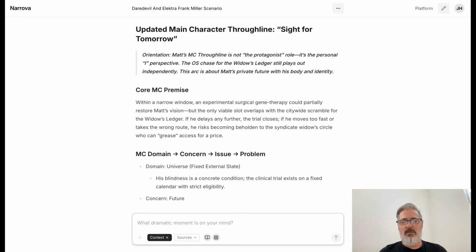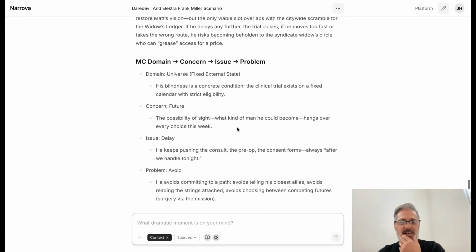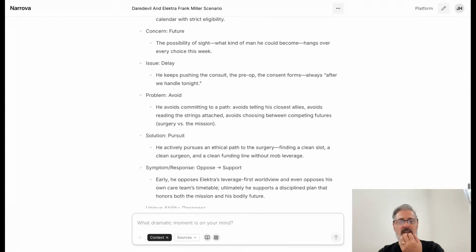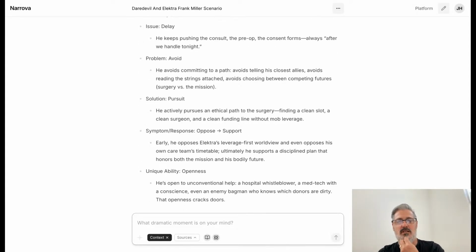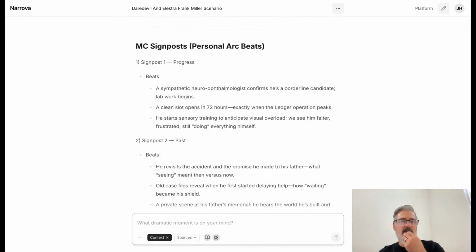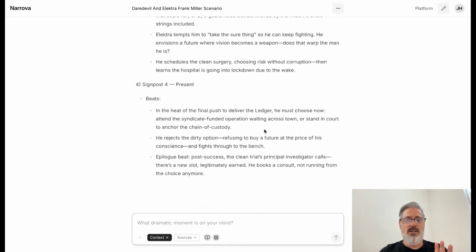I feel like that's too easy because he's blind. The possibility of sight, what kind of a man he could become, hangs over every choice this week. He keeps pushing the consult. So this would be more of a main character thing. And maybe I like this. This could be a thing too, like if you're working with a team or working with a producer and you're not sure, you could try out different ideas. So I'll do this blind thing and then pitch it. And if they screw their face up, then you have one in your back pocket.